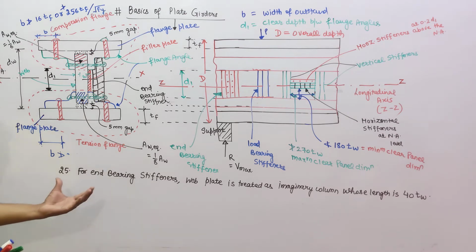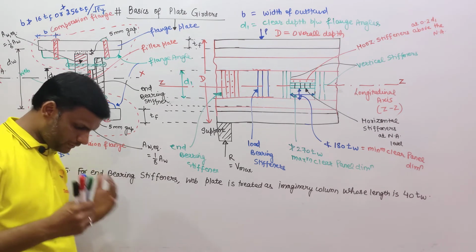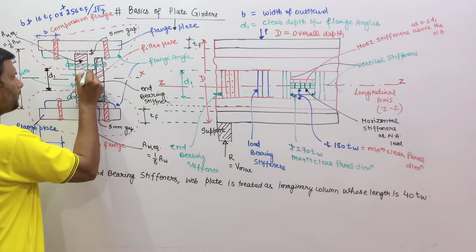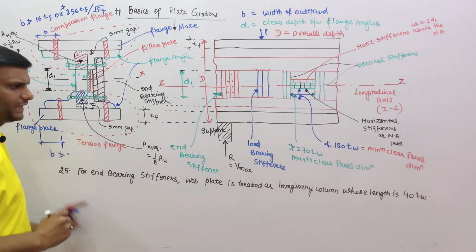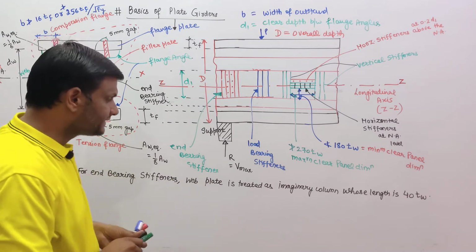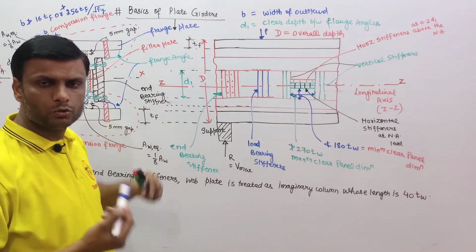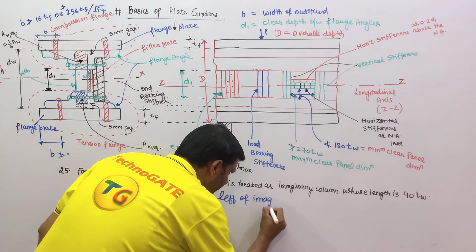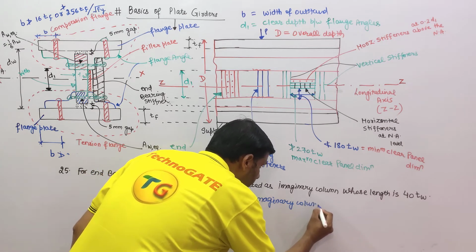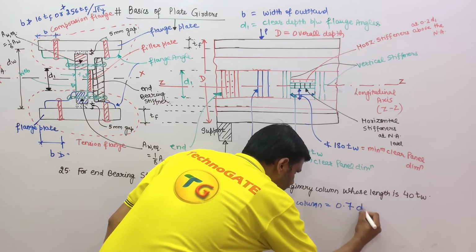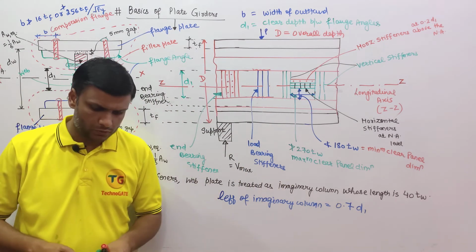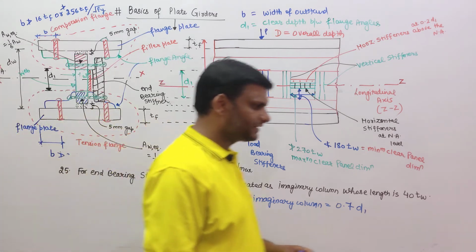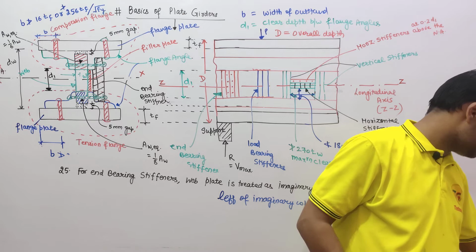Please be careful. Since end bearing stiffeners are designed as columns, the web must be treated as a fixed column with both ends fixed, whose length is d1. So the effective length will be 0.7 times d1. L effective of the imaginary column is equal to 0.7 times d1. Both ends are fixed, so the value will approximately be 0.5 L or 0.65 L. We have assumed it to be 0.7 times d1.